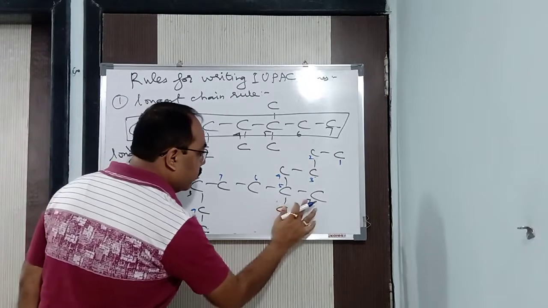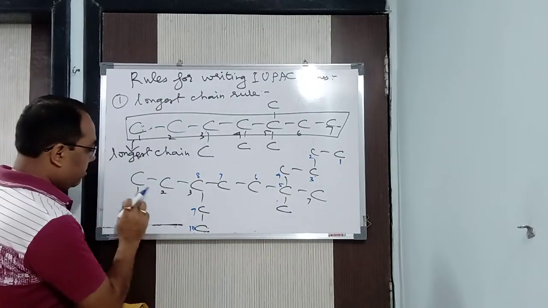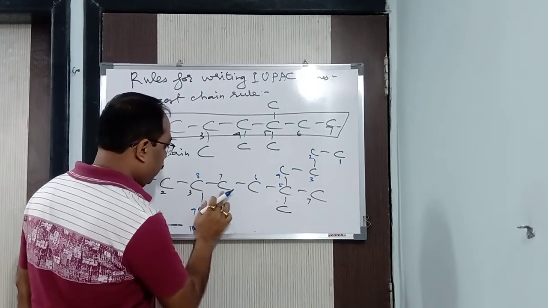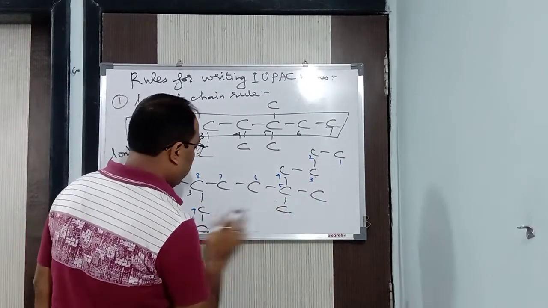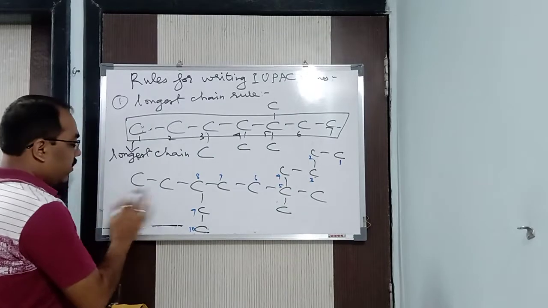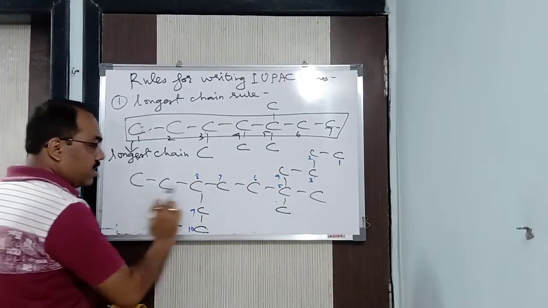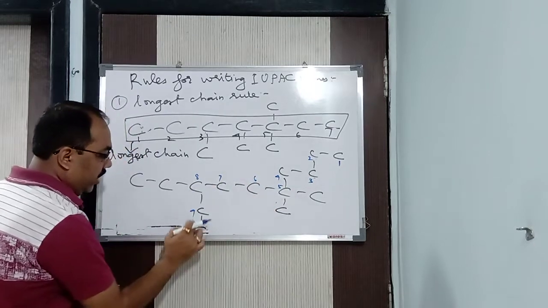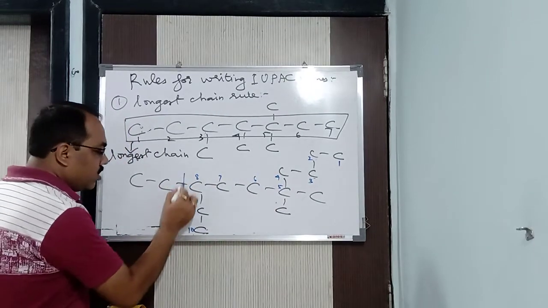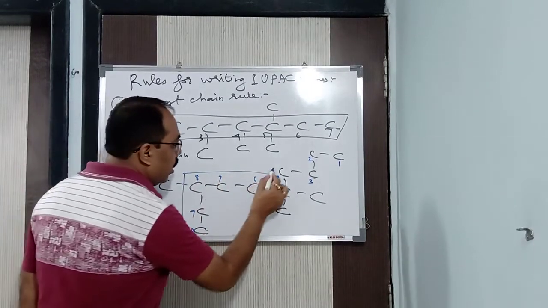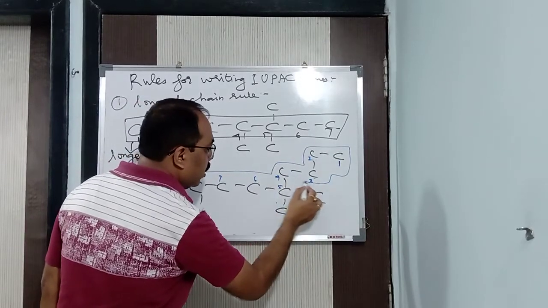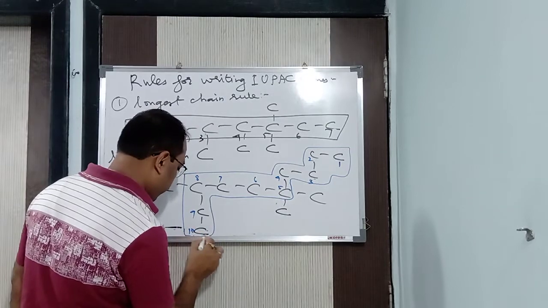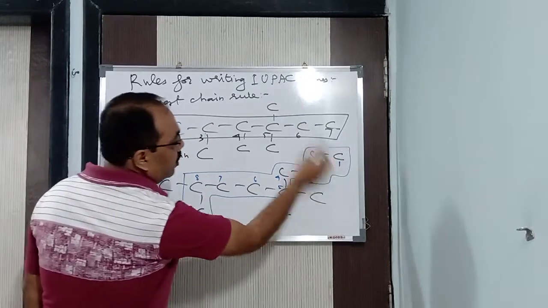So I am removing this number. Alright. So 1, 2, 3, 4, 5, 6, 7. Yes, I have removed already the number. So this is not the longest chain then, because it was having 7 carbon atoms, and this is having how many? You can see it is having 10 carbon atoms. So this is your longest chain. This particular one is your longest chain. Got it now?